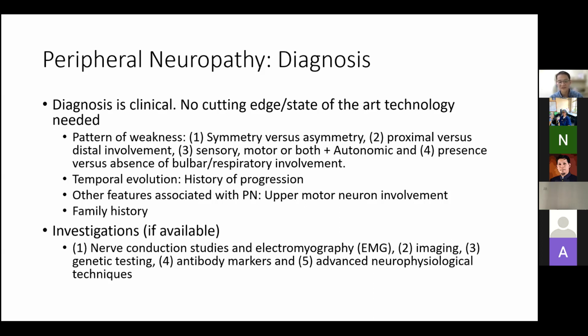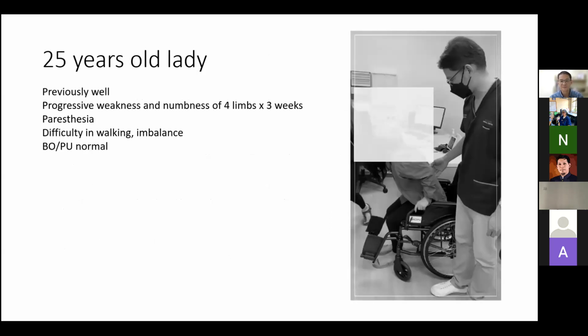But investigation is not something that is easily available. And it is most of the time not necessary to diagnose a peripheral neuropathy. It is more important when you want to establish the causes, or at the end of the day, the long-term prognosis. Yes, investigation might be more relevant. But in terms of establishing the diagnosis of peripheral neuropathy, most of the time you do not need this kind of special equipment.